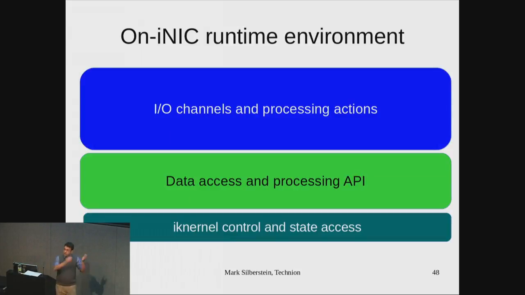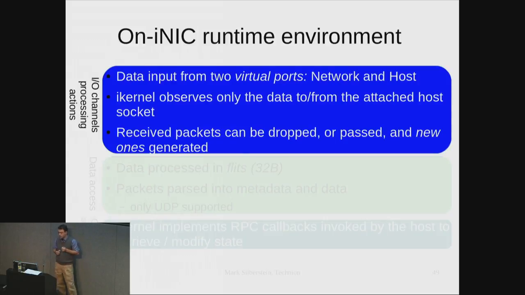Okay, so let's look at the other side of the divide. What happens on the iNIC? What happens on the iNIC is like 3 types of interfaces. Some of them refer to the I/O channels, basically the way to communicate with the host and with the network. Another is data access and protocol processing, like parsing the packets, decisions whether the packets or messages are going to be passed to the host or not. And finally, the ikernel control and state access, which is going to be implemented through RPC. And so let me show very quickly a little bit more detail on these interfaces.